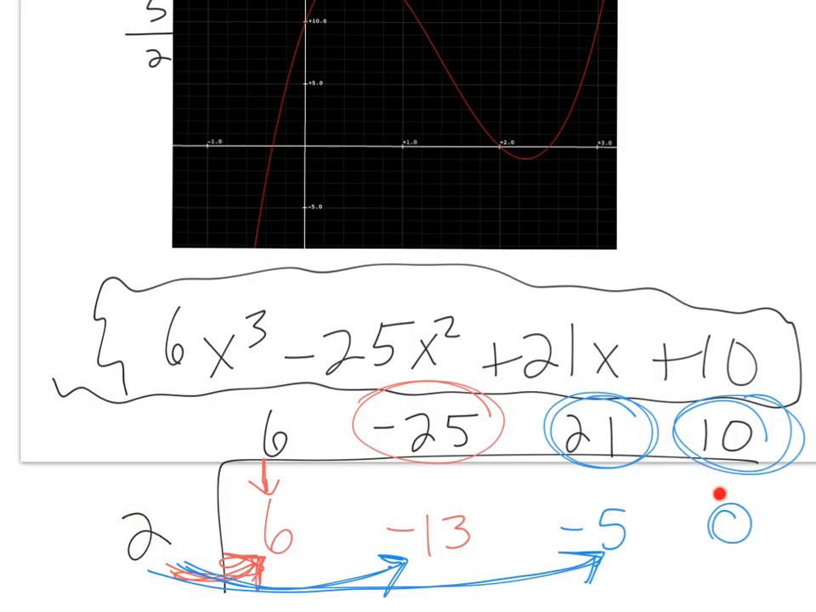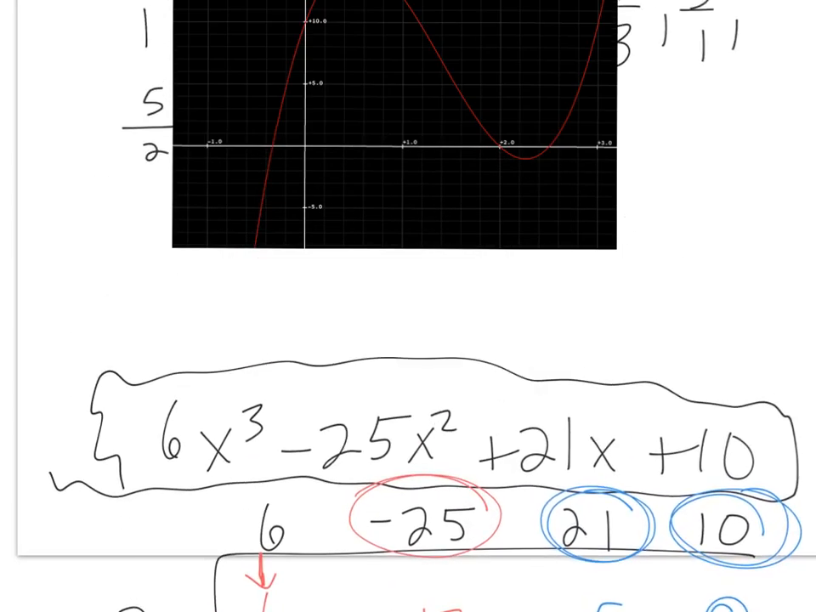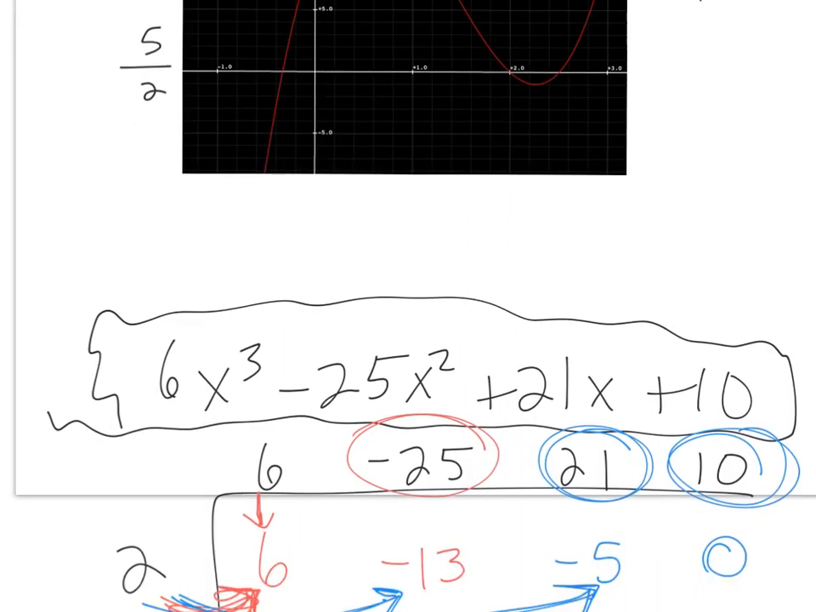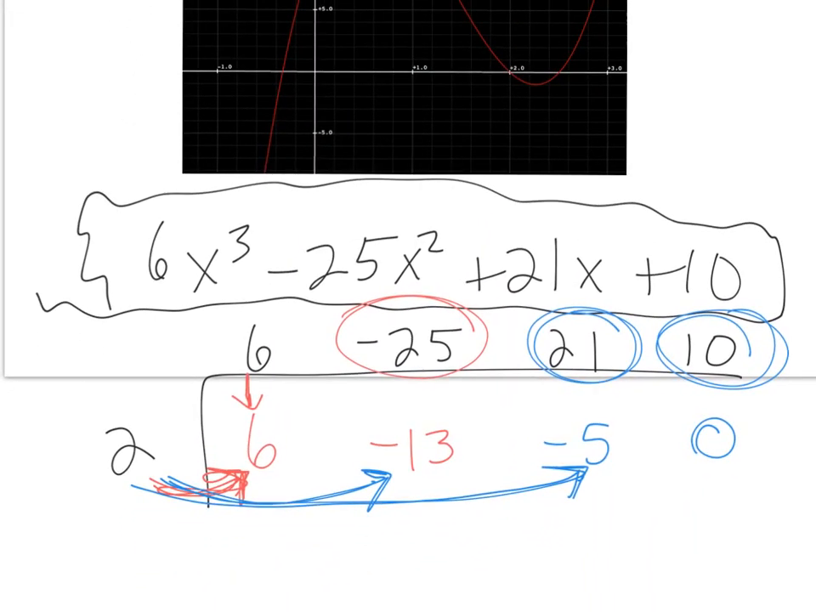2, comma 0. So why didn't I just plug the 2 in here and test it? Why did I use a synthetic table? Chandler? So you could get the second degree polynomial. Yeah, so you can get this next equation we call the depressed equation or the secondary polynomial. And that comes from, remember, these three numbers. Bring these down.